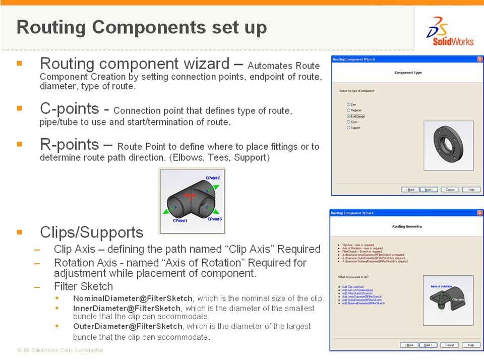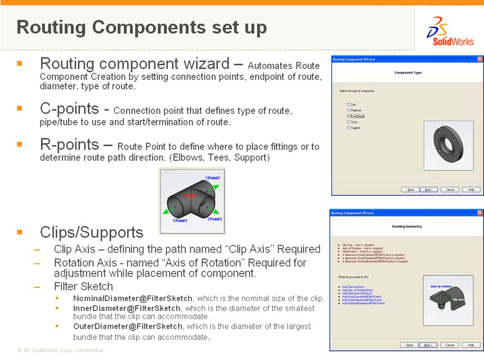And then we have clips and supports. These clips have additional special criteria, such as it must have a clip axis. This specifies where the route is going to be routed through the clip. Any component that is required to position while you're placing it requires an axis of rotation, specifically named axis of rotation. And when you're placing that item, you hold the shift key down and hit the arrow keys, and it will index 15 degrees based on the component rotation increment that we set in the routing options earlier.